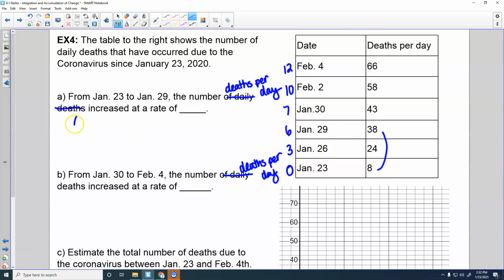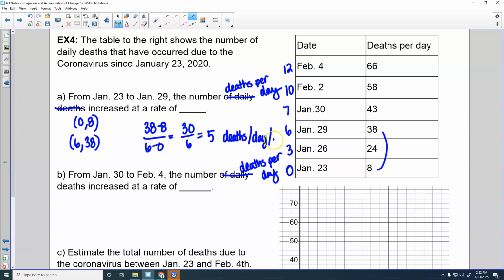So we would have the point (0, 8) and the point (6, 38). We're going to do 38 minus 8 over 6 minus 0, and we would get 30 over 6, which would give us 5. And this would be deaths per day. So in the early part of January, every day, the number of deaths each day was going up by 5.